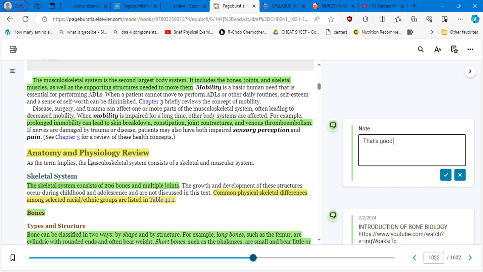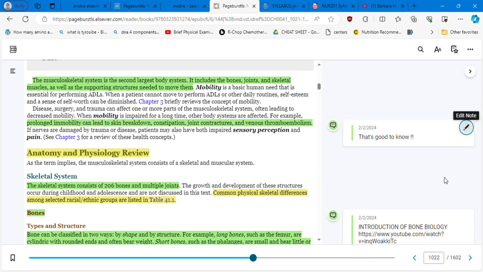That's good to know, because we don't want our patients to be in a state of prolonged immobility. That is going to bring a lot of consequences like muscular dystrophy, also skin breakdown, pressure ulcers, right, which is a no-no in the hospital. Constipation can lead to a paralytic ileus. Paralytic ileus can cause death. Joint contractures and venous thromboembolism can also lead to death. Okay, so we want to prevent immobility at all costs.